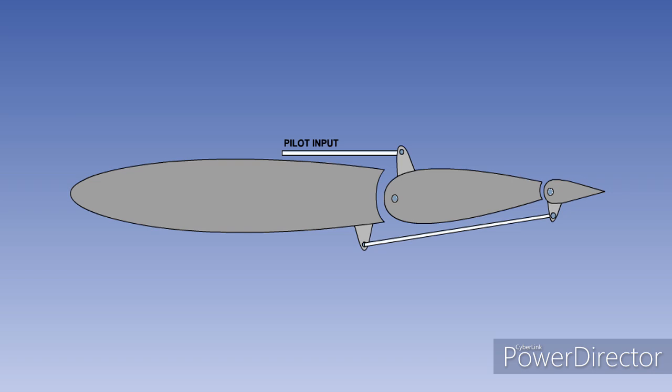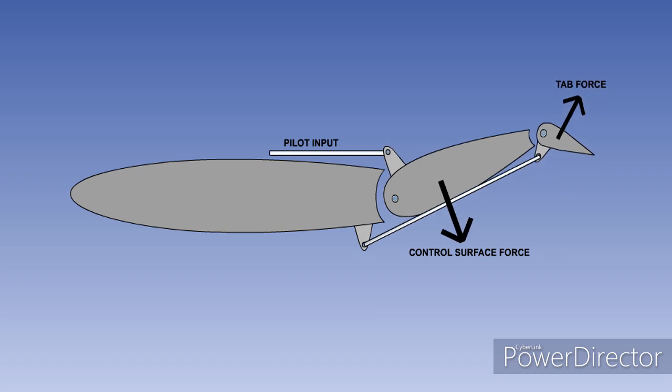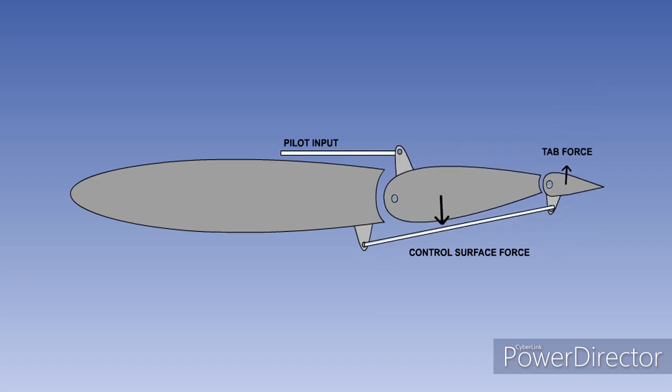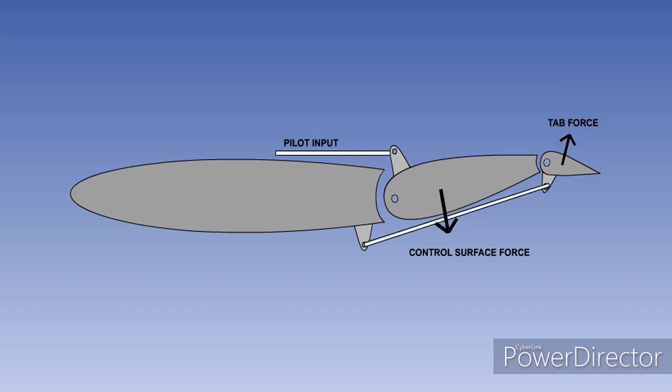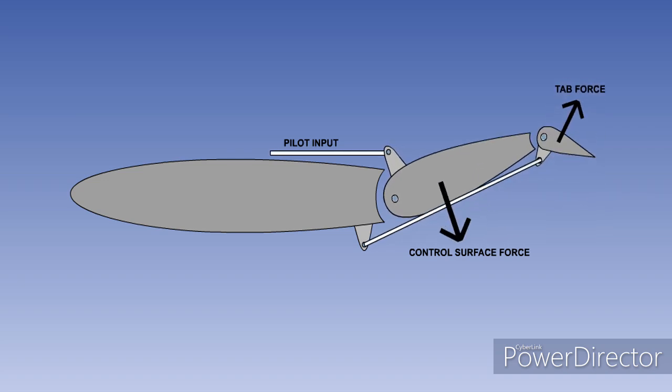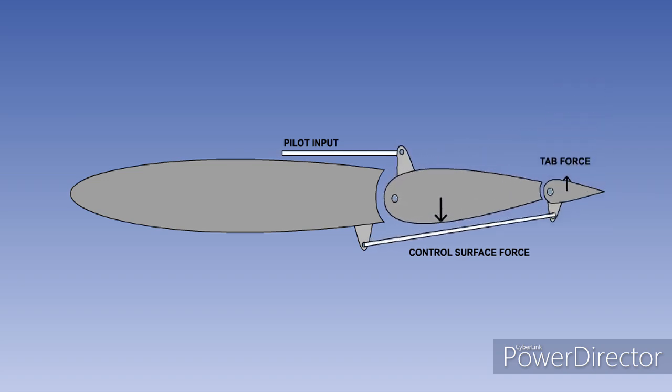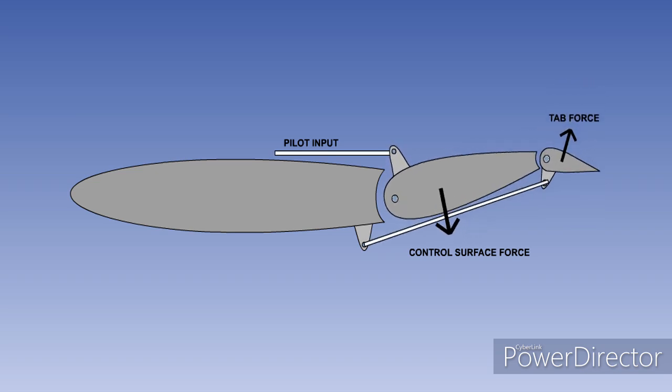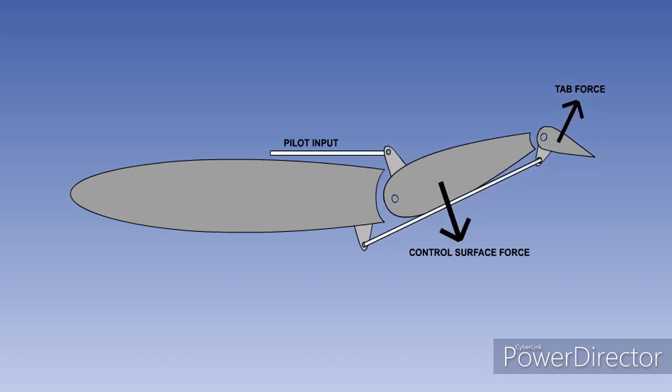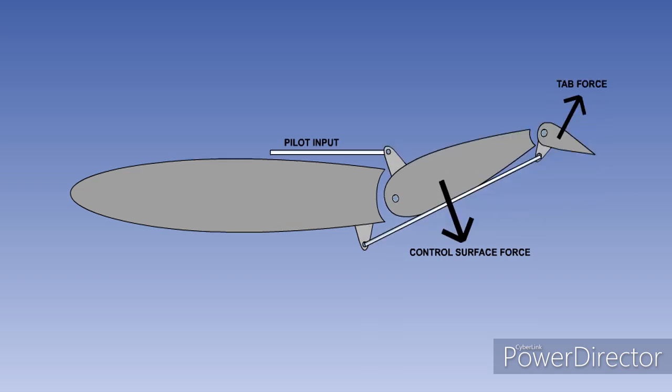We will first consider the balance tab. The pilot has no direct control over tab movement. The pilot's inputs to the flying control are transmitted by a linkage to move the balance tab in the opposite direction to the flying control surface. The pilot moves the control surface, which moves the tab. The balance tab generates an aerodynamic force in the opposite direction to the flying control surface. This reduces the hinge moment and stick force, but will also give some reduction in control effectiveness.